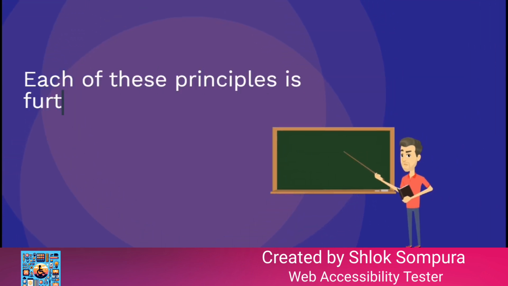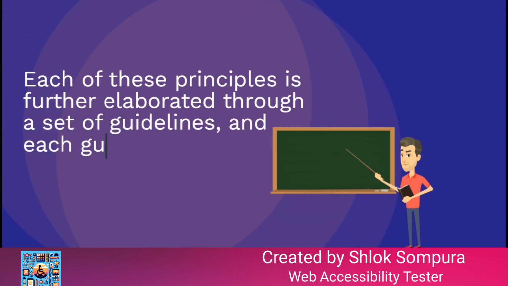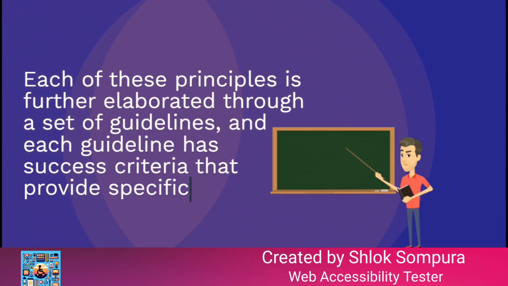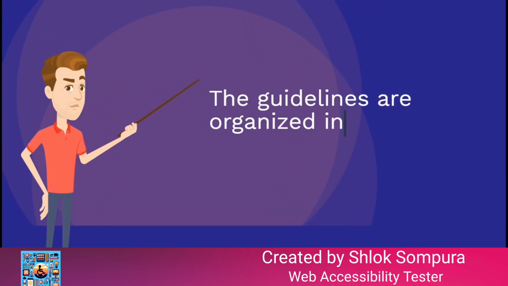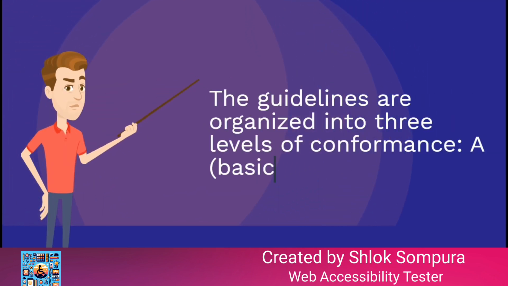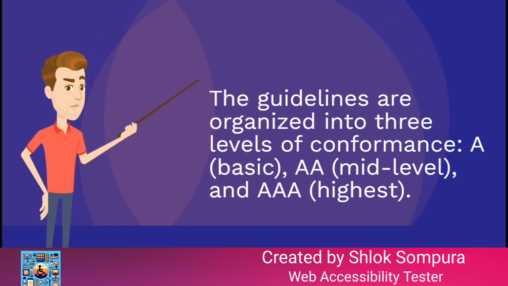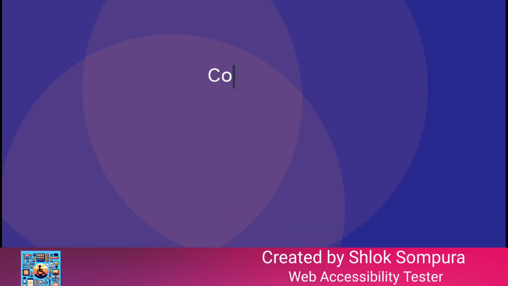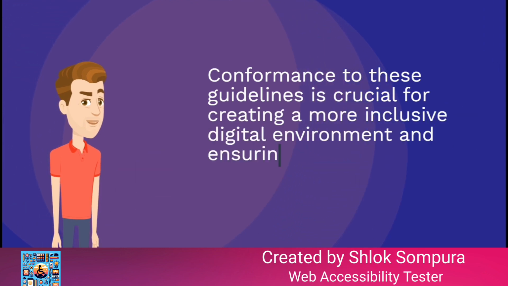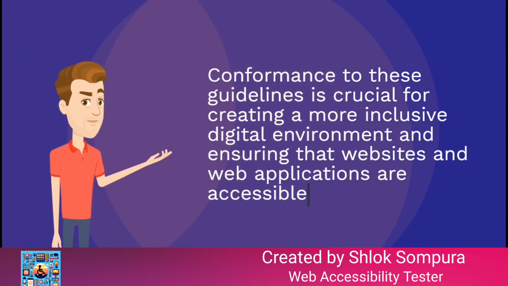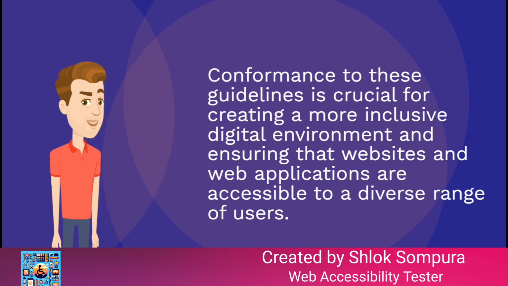Each of these principles is further elaborated through a set of guidelines, and each guideline has success criteria that provide specific and testable requirements. The guidelines are organized into 3 levels of conformance: A, Basic; AA, Mid-level; and AAA, Highest. Conformance to these guidelines is crucial for creating a more inclusive digital environment and ensuring that websites and web applications are accessible to a diverse range of users.